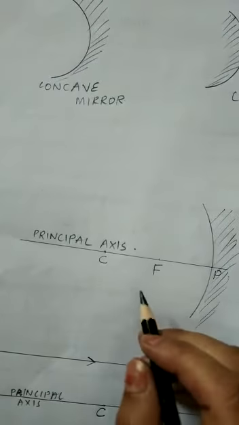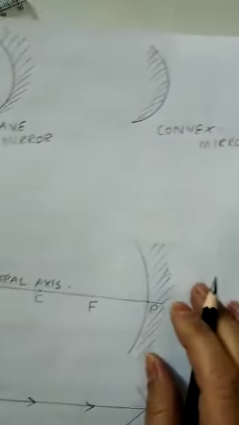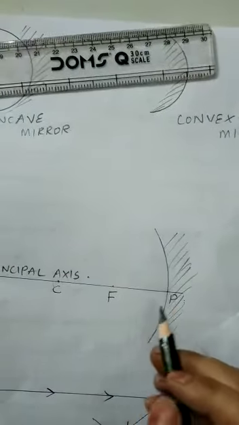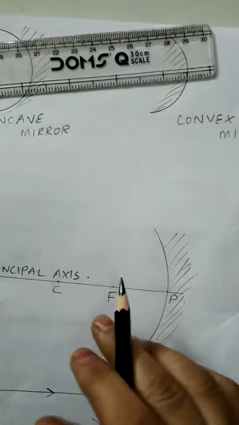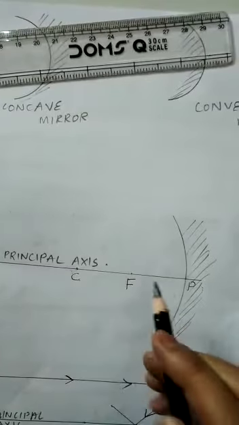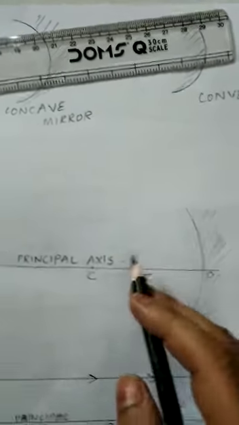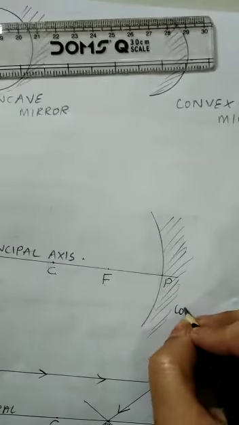Before drawing the ray diagram, we should know what we mean by C, the principal axis, F, and P. P stands for pole. Point C stands for center of curvature. Point F stands for principal focus. Now here I have drawn, which type of mirror have I drawn? I have drawn the concave mirror.